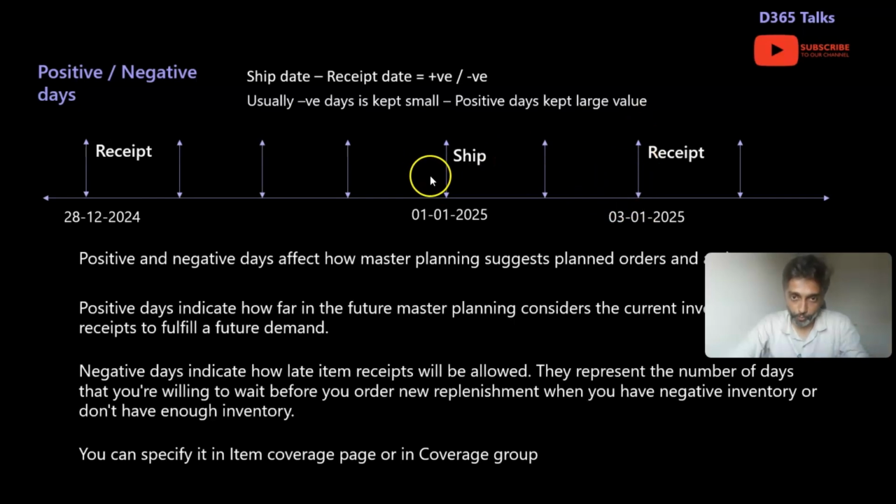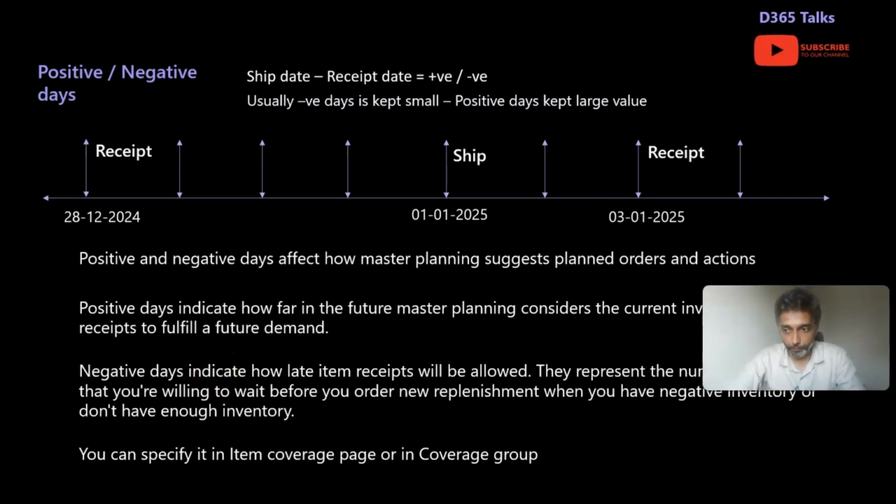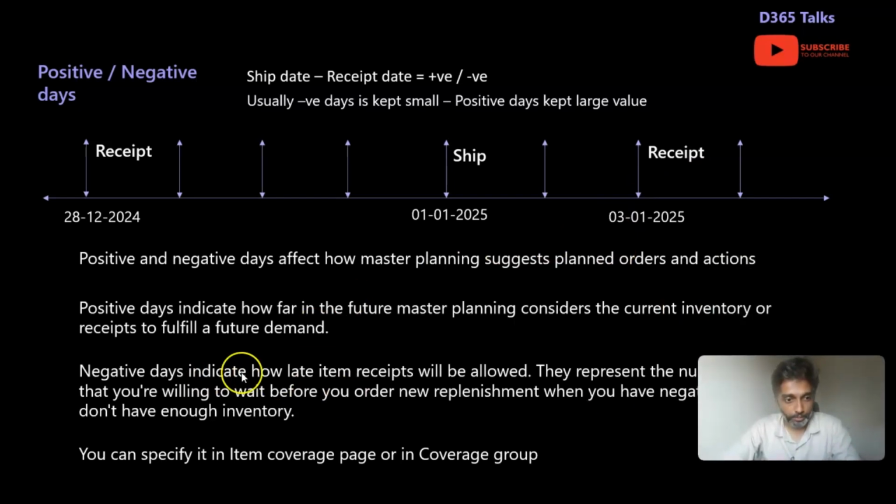If you want the master planning to consider that particular receipt, then you need to configure negative days as 2 days in the system. Any receipts which are happening 2 days after the ship date, if you want to consider that, then you need to configure the negative days as 2 days in this case. So that's a quick example on that. Let me go back to the Dynamics 365 screen.